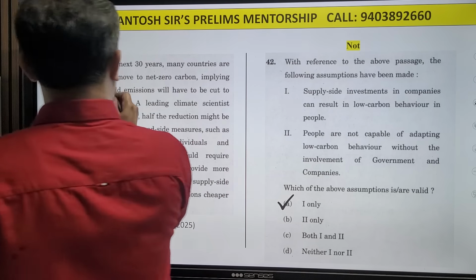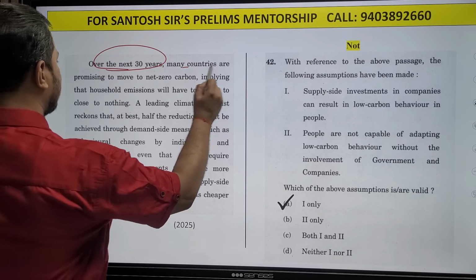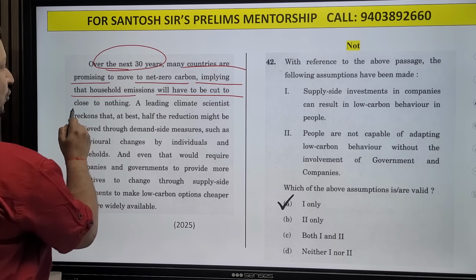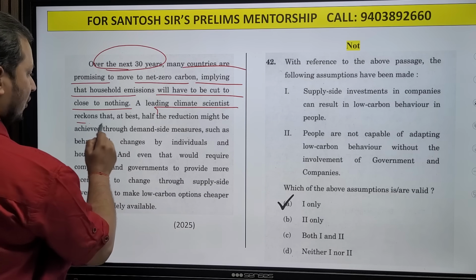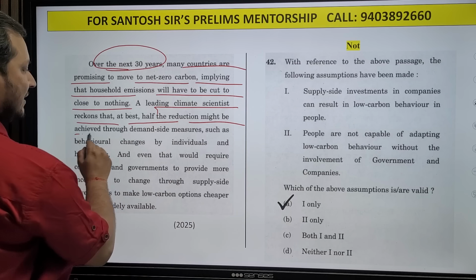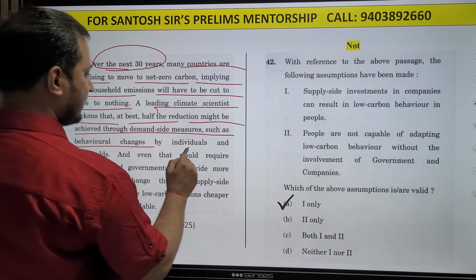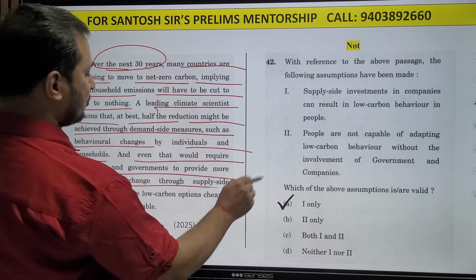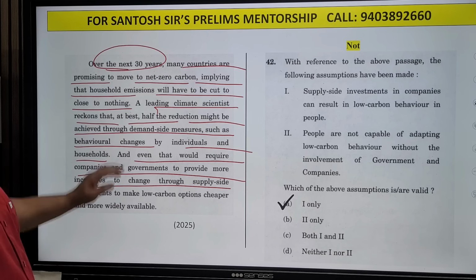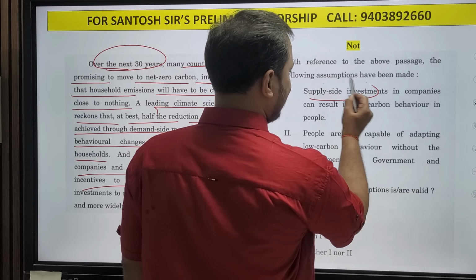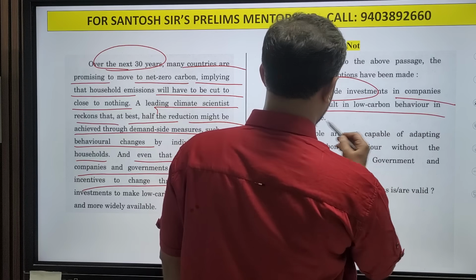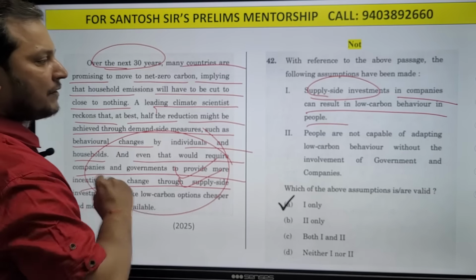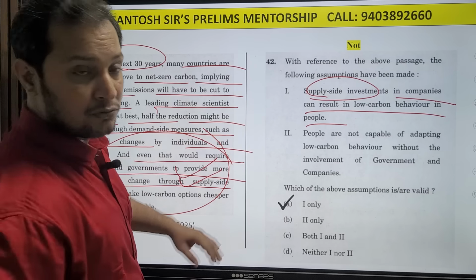Over the next 30 years, many countries are promising to move to net zero carbon, implying that household emissions will have to be cut to close to nothing. A leading climate scientist reckons that at best half of the reduction might be achieved through demand side measures such as behavioral changes by individuals and households, and even that would require companies and government to provide more incentives to change through the supply side. Again, with reference to the passage: supply side investments in companies can result in low carbon behavior. Yes, because it is mentioned here that companies need to give incentives, and government needs to give incentives to consumers.